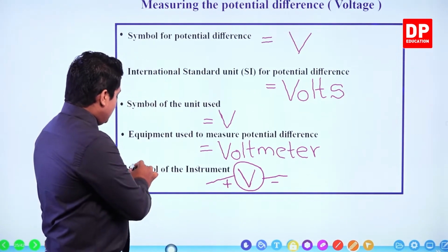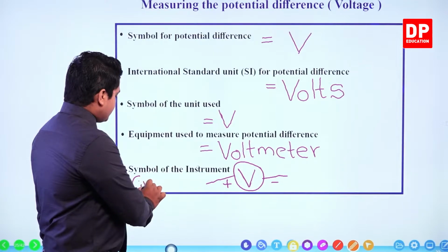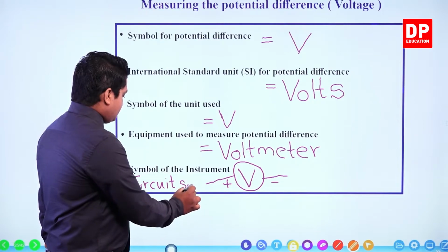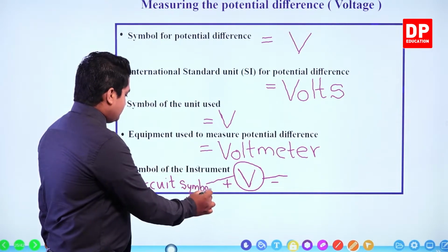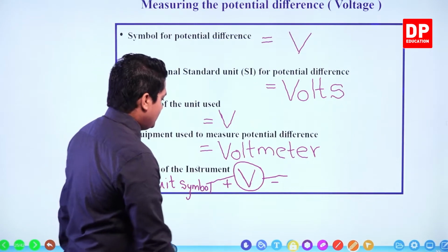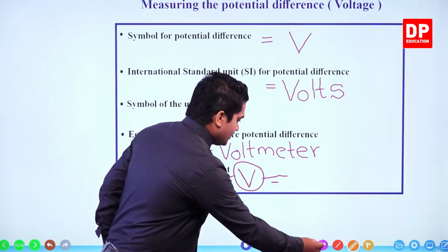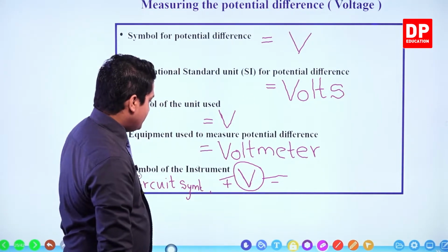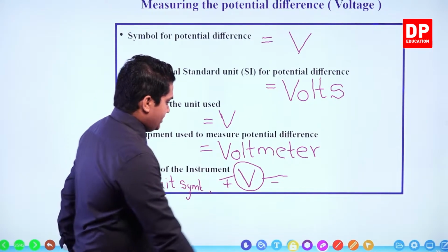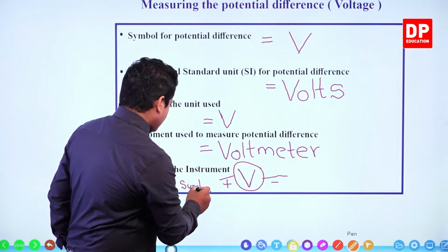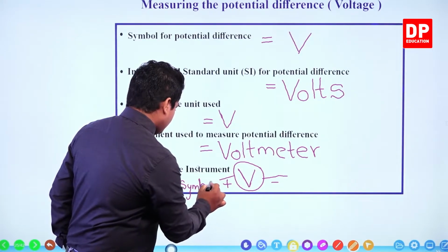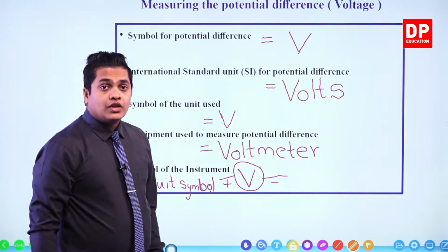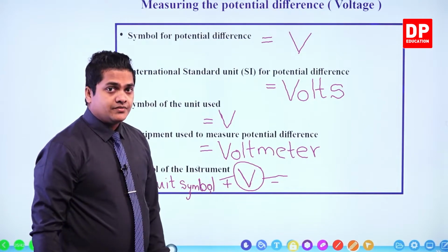So I'll mention the circuit symbol. This is the circuit symbol of the voltmeter. So this is the circuit symbol for a voltmeter.